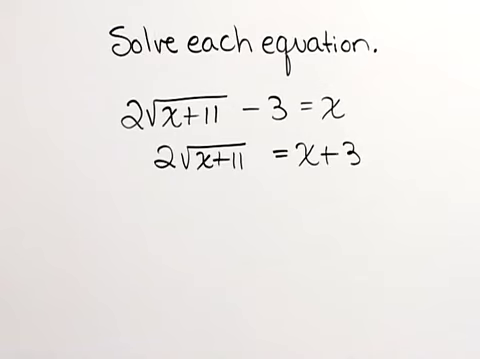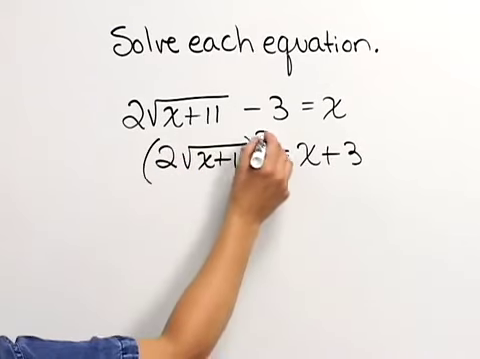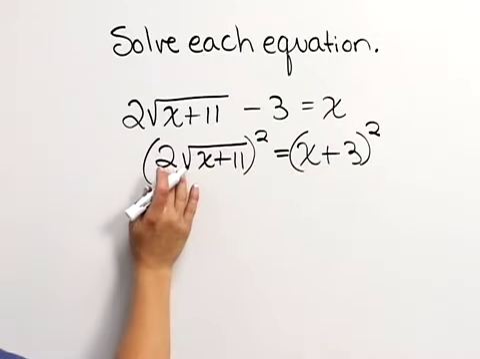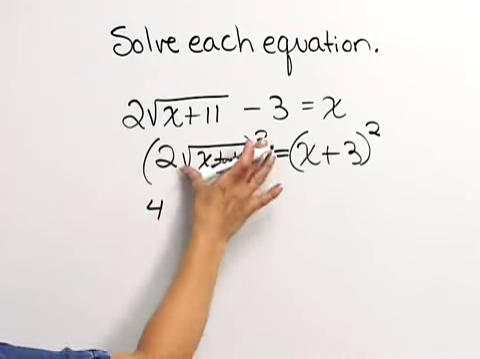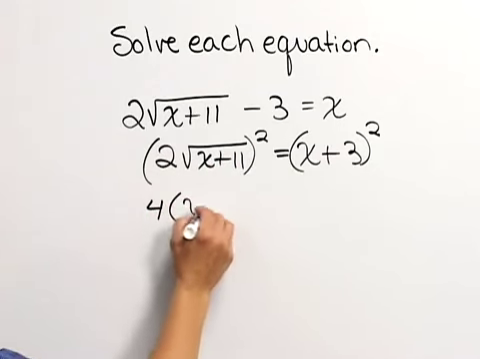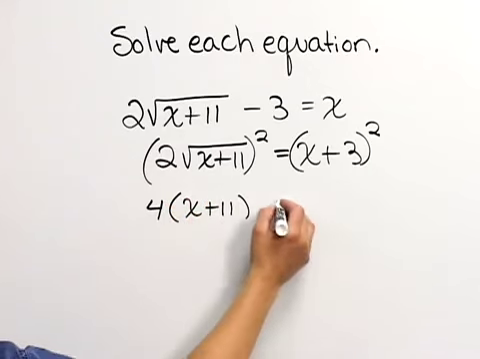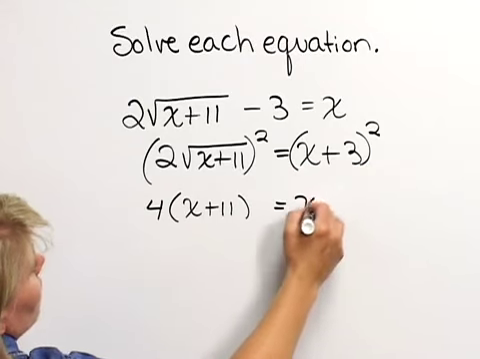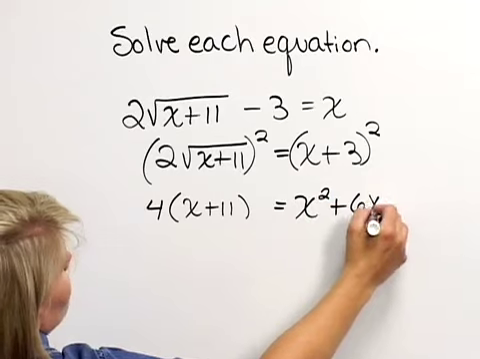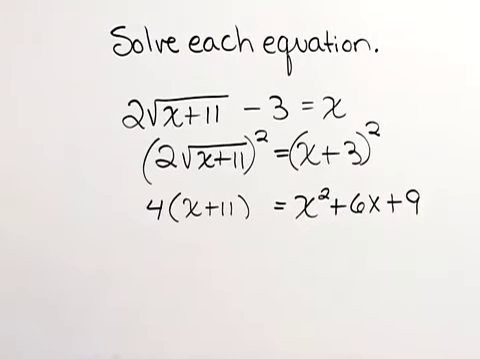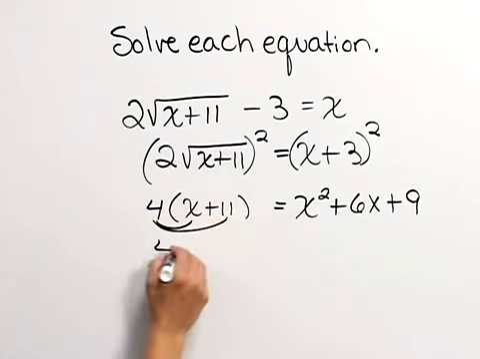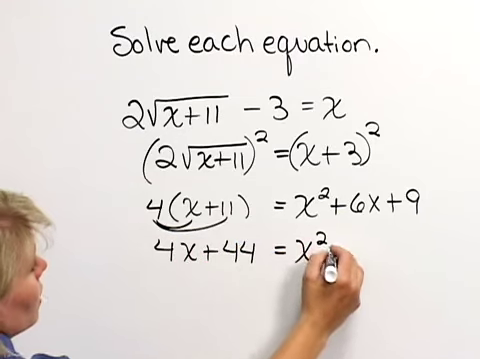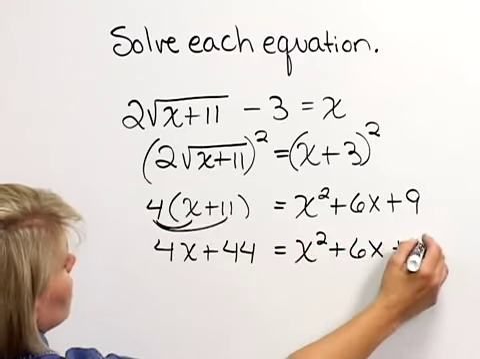Now we'll go ahead and square both sides. If I square this term, I need to make sure I square this term. Squaring this term, you square the 2, which is 4. You also square the square root here, which turns into x plus 11. That's going to equal over here, if you square this, you need to be sure to FOIL that out to get x squared plus 6x plus 9. Now I need to distribute my 4 to get 4x plus 44, which equals x squared plus 6x plus 9.